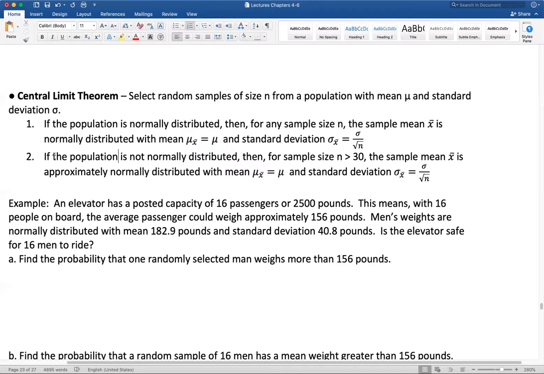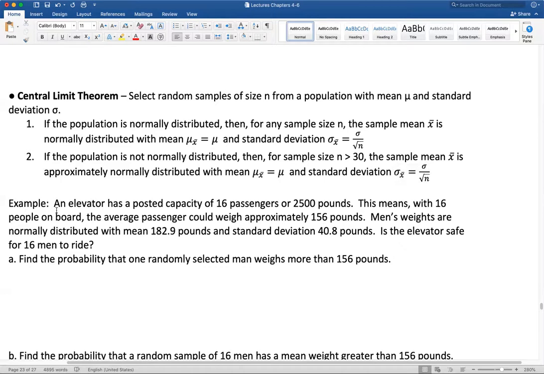And then look at the second statement. If the population is not normally distributed, but the sample size is greater than 30, then the sample mean x bar is approximately normally distributed with a mean here. The mean doesn't mean the sample mean. That mean is a mean of sample means. So it means that's the mean of the sampling distribution. So mu x bar is equal to mu, and sigma x bar is sigma over square root n.